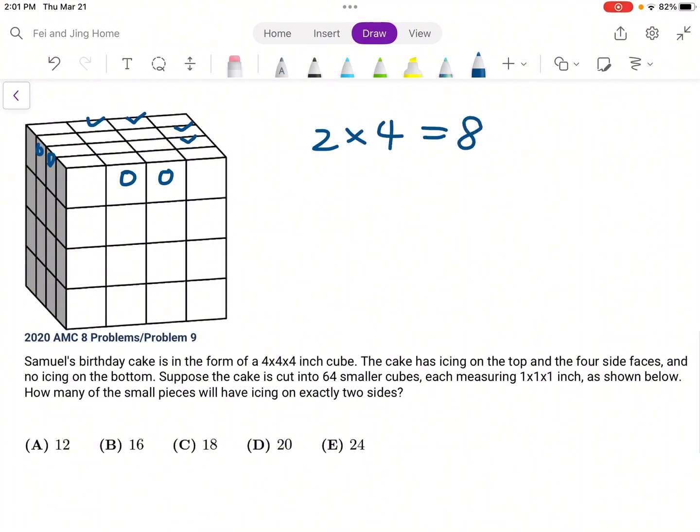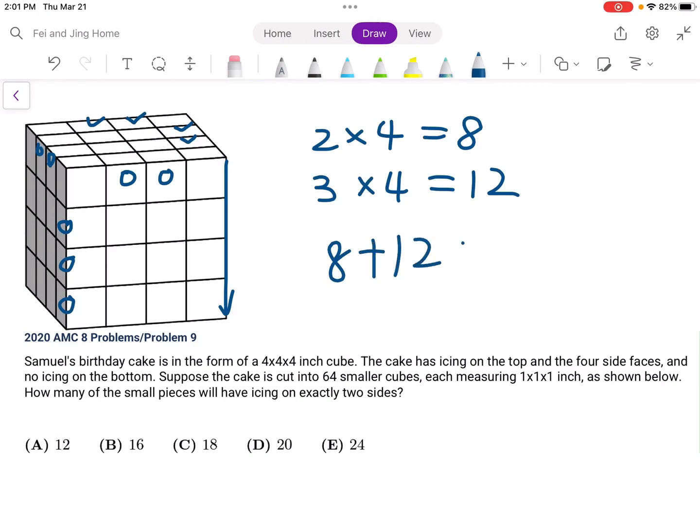And then we can look vertically at the cubes along this line, which have 2 sides with icing. That's 3. And there are 4 vertical sides around the cube. That means we multiply 3 by 4 equals 12. So that's 8 plus 12 equals 20 cubes with icing on two sides.